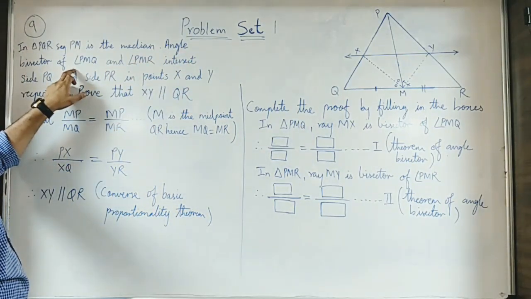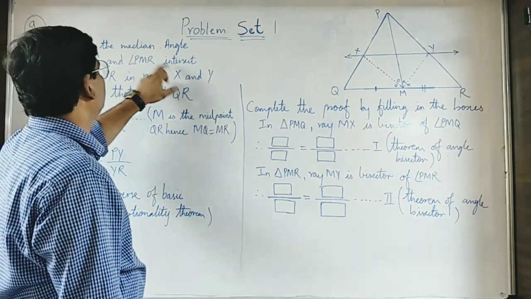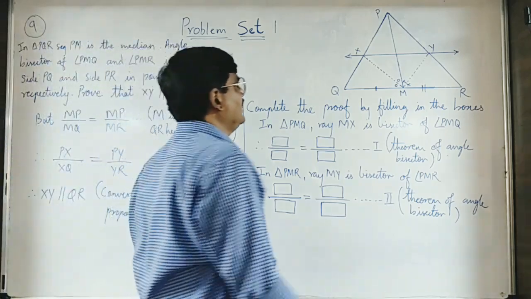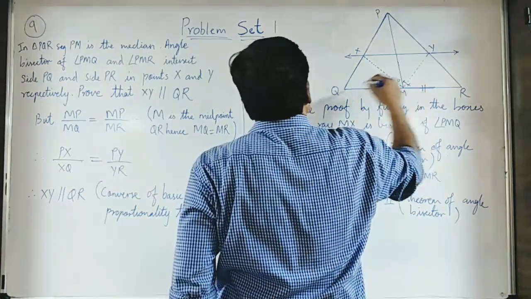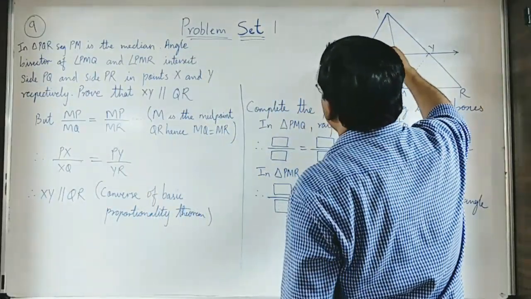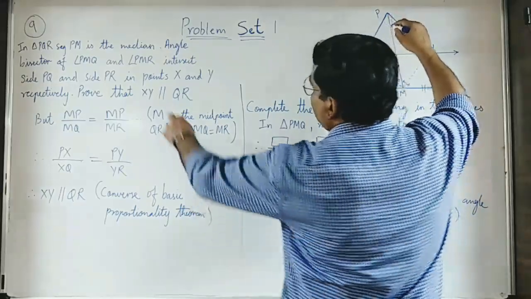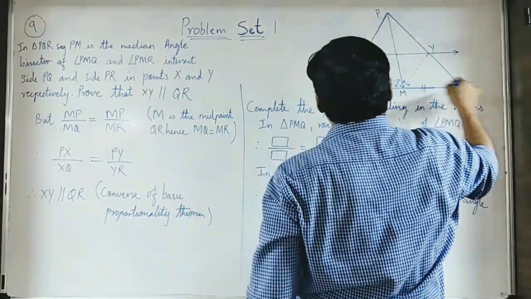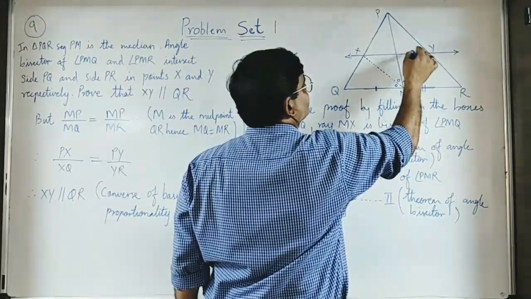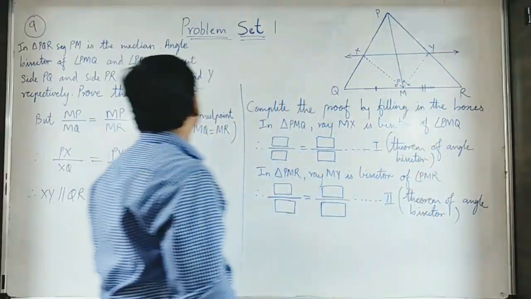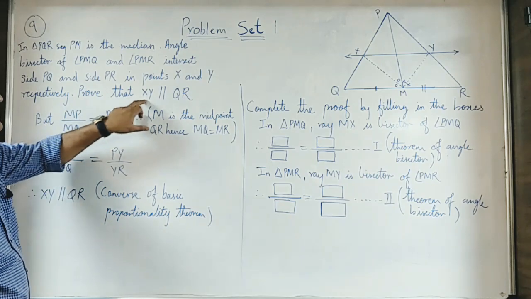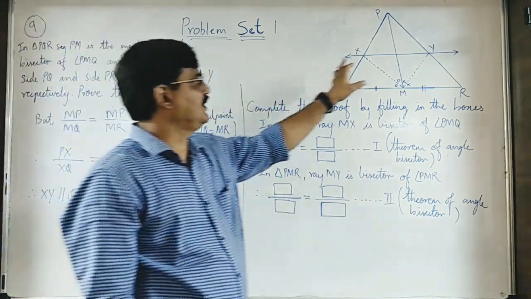Angle bisector of angle PMQ and angle PMR intersect side PQ and side PR in points X and Y. Now can you see that you have your angle PMQ, you have your MX as an angle bisector. It is intersecting PQ at X. And in angle PMR, check this, we have an angle PMR where MY is also a bisector, and it intersects PR at Y. Then further they told it over here, prove that XY is parallel to QR. XY is parallel to QR.